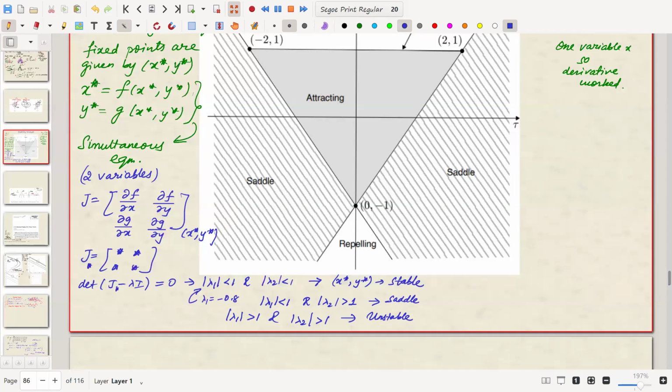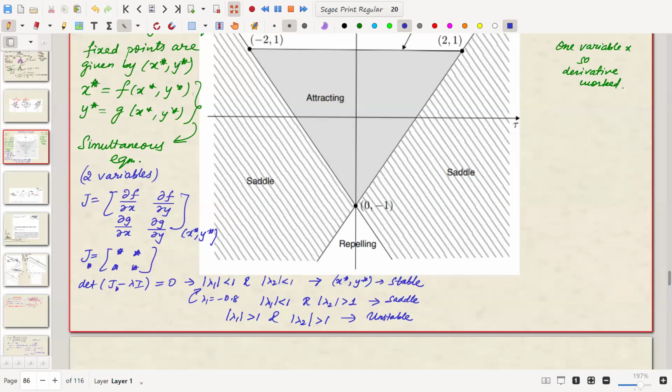The eigenvalues may be complex, so the magnitude you have to compute. If you have 0.1 plus 0.1 j, or a plus bi, then you take the modulus, which means root over a square plus b square. It takes all the things and takes the absolute values. Just take the magnitude. That's it.